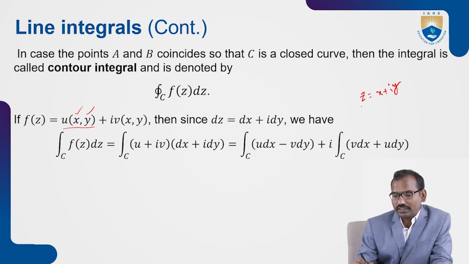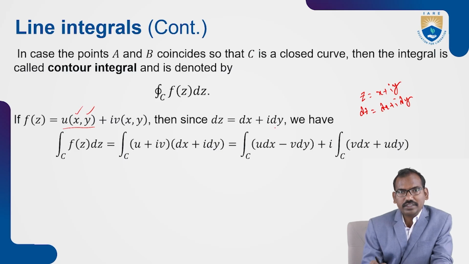we all know the complex variable z is x plus iy. Now I want to find dz, meaning the derivative of z. The derivative of z will be dx plus i dy. I am applying the derivative operator on both sides, so you will get dx plus i dy.